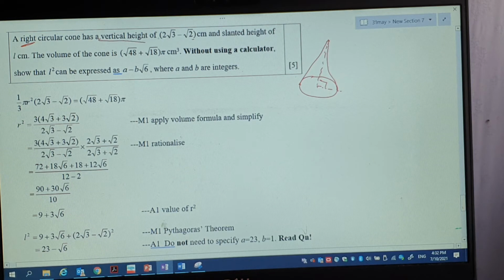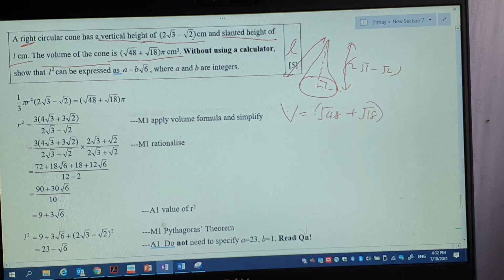Yes, a vertical height of this. Then you draw a diagram. A picture tells 1,000 words. And the slanted height is this. Slanted height you learn, right? It's Sec 2 work. So this is L. And the volume of the cone is this formula here.